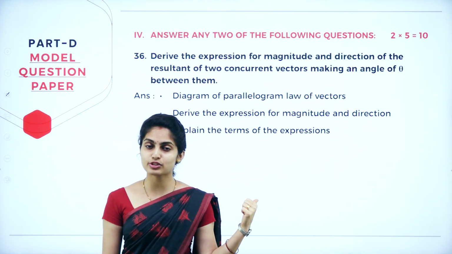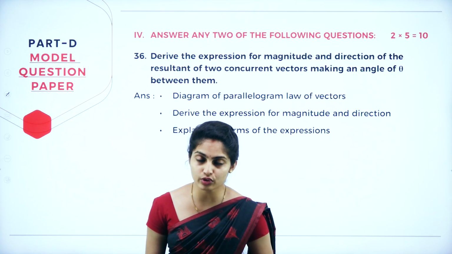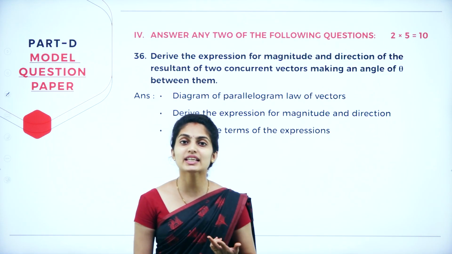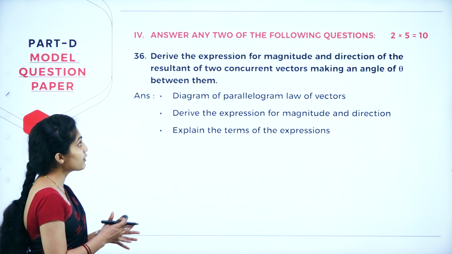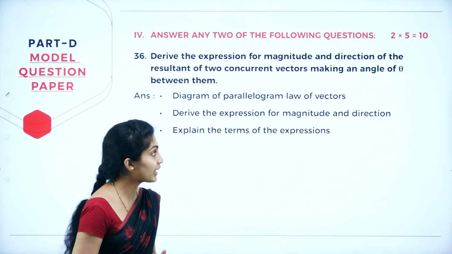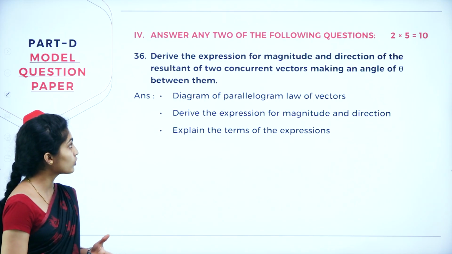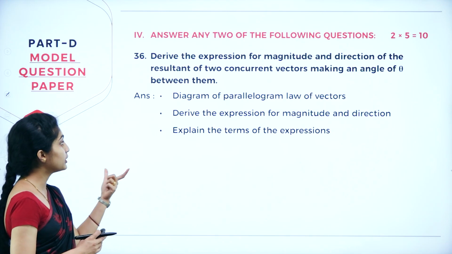In the 4th main, you will have to opt for 2 questions out of 4, in the 5th main also 2 questions out of 4, and in the 6th main 3 questions out of 7. Here we have to derive the expression for the magnitude and direction of the resultant of 2 concurrent vectors which make an angle theta between them.